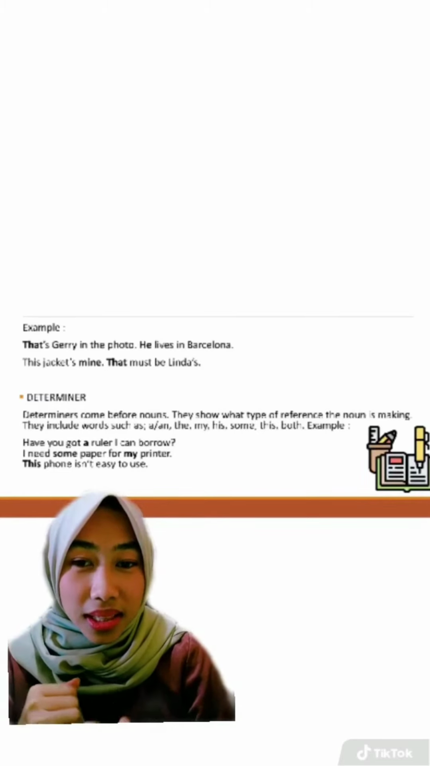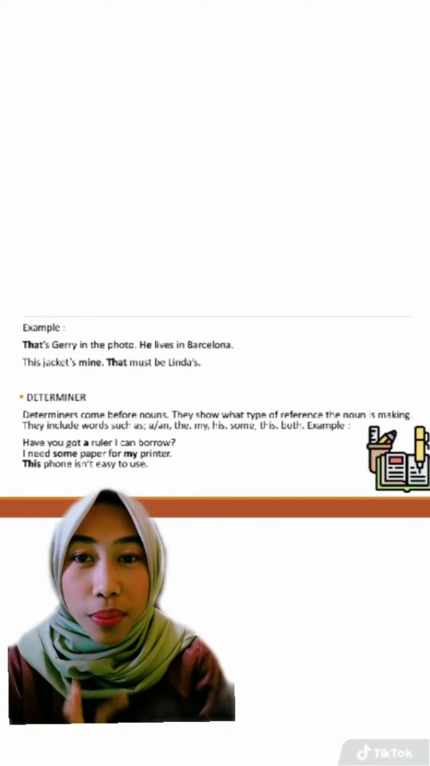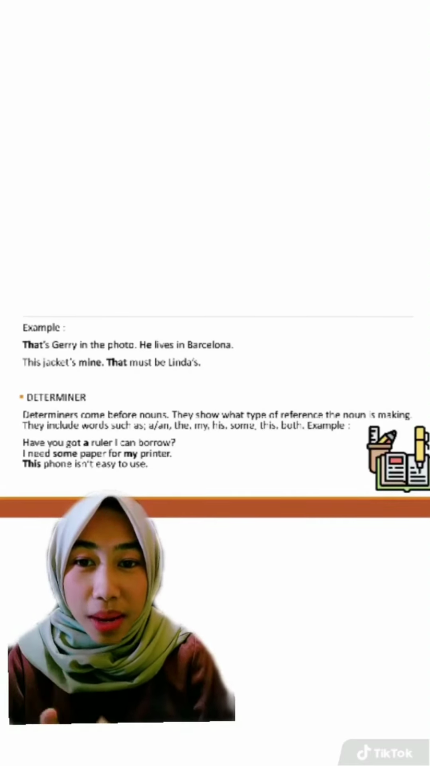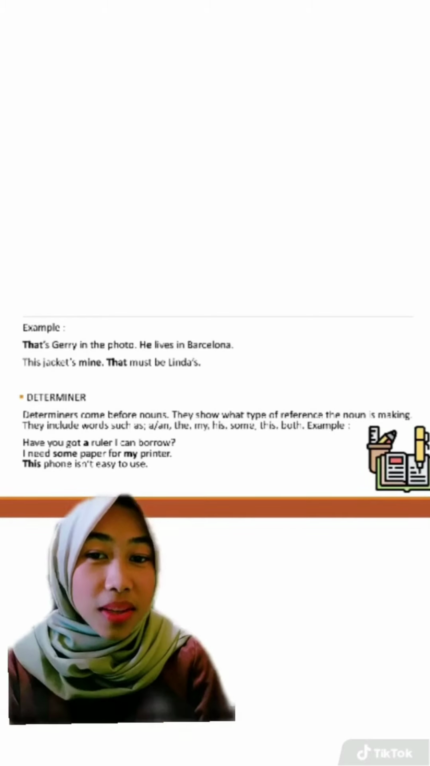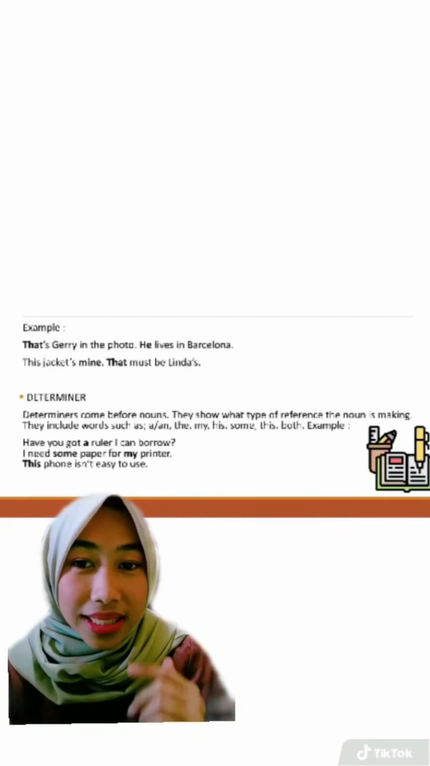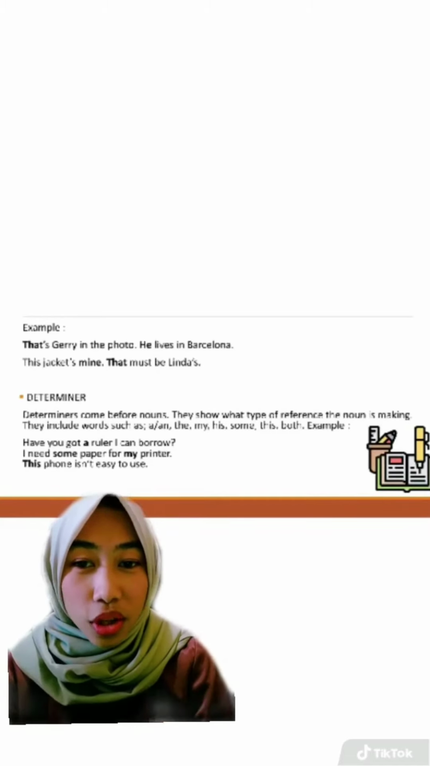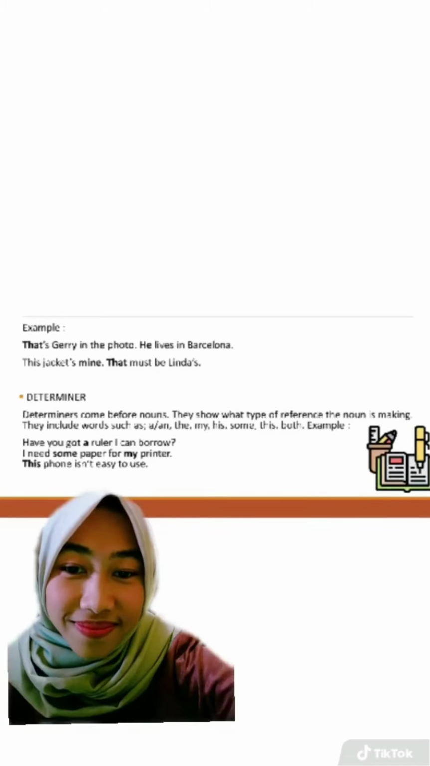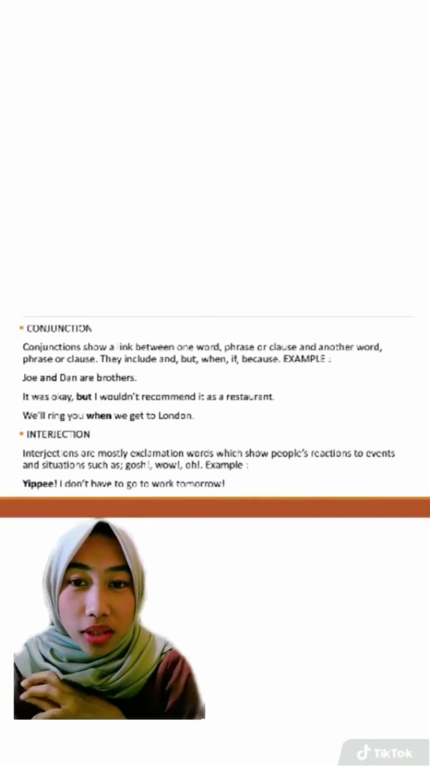A in this sentence is a determiner. I need some paper for my printer. Some and my in this sentence are also determiners. This phone isn't easy to use. This also is included. Okay guys, the other word class in minor word classes is conjunction.